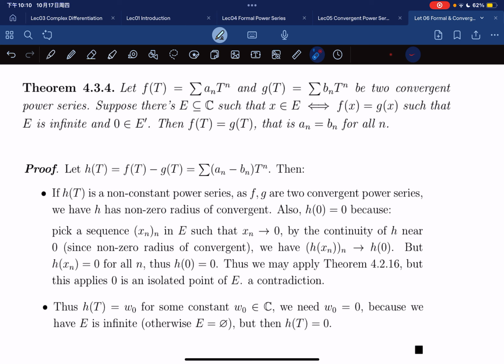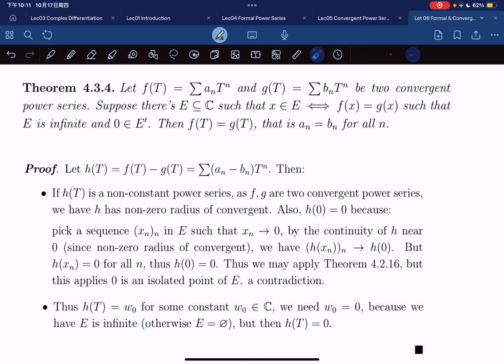Since h has a non-zero radius of convergence, it is continuous in some disk. So by the sequential characterization of continuity near 0, because x_n is a sequence in E, h(x_n) is 0 for all n. The sequence of zeros converges to 0, so h(0) must be 0. So we have proved that h(0) is 0.